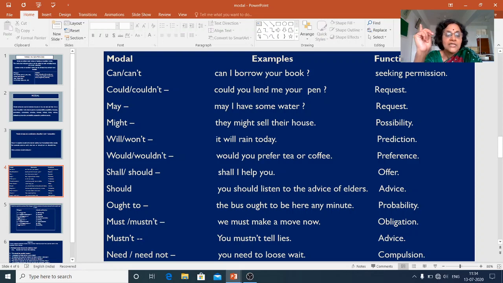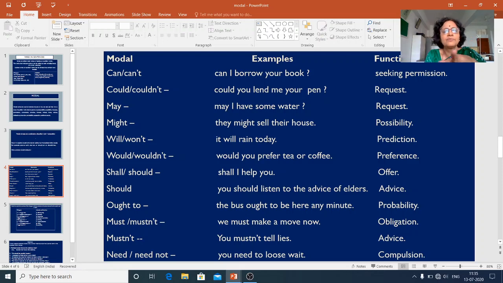It's an advice. Need. You need to lose weight. It's compulsion. You look very fat, or you have to put on weight. You need to lose weight. You need to put on weight, right? So you can add, these are all compulsions they use generally. So you got it, children? So these are the models, the examples, and how to identify the language functions.